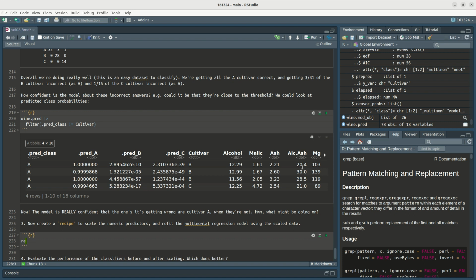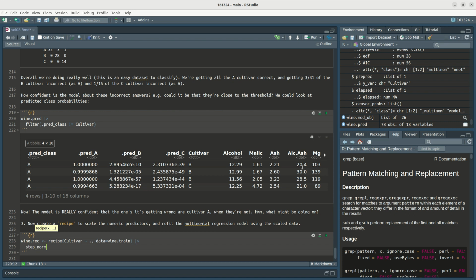So let's create a recipe of cultivar in terms of the other things, where we add a step, normalize all numeric predictors. And we're going to prep that on our training data.